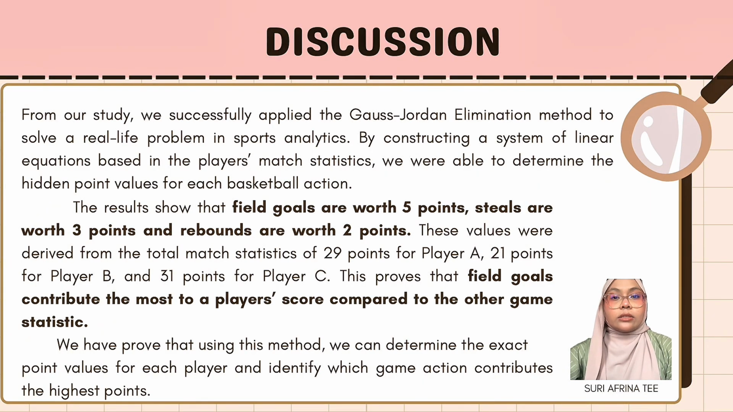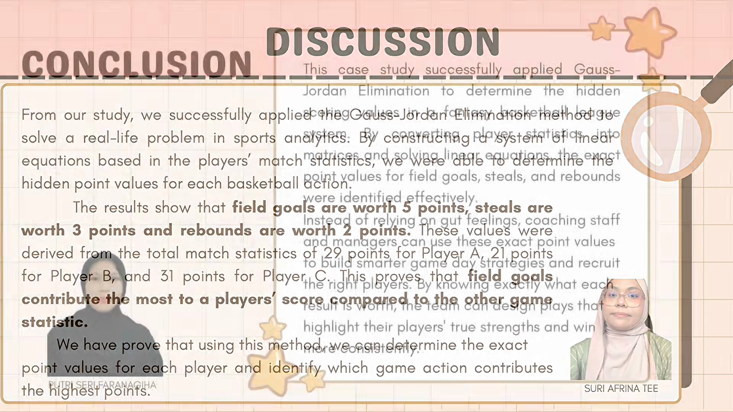21 points for player B, 31 points for player C. This proved that field goals contribute the most to a player's score compared to the other game statistics. We have proved that using the method, we can determine the exact point values for each player and identify which game action contributes the highest points.